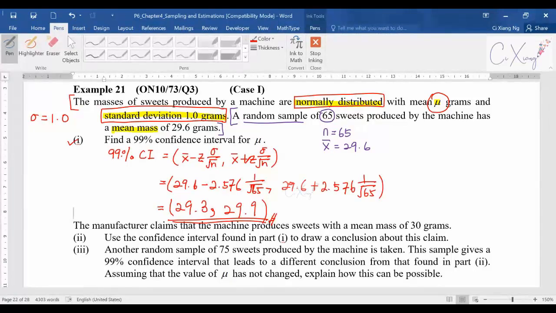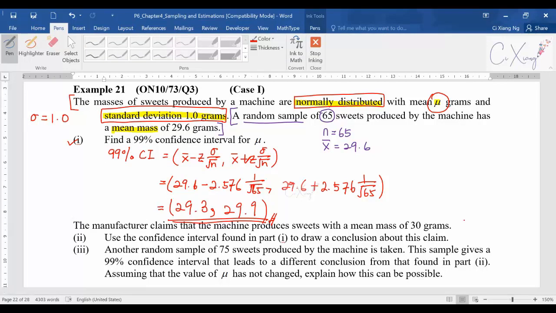I hope that, besides the calculation, you actually understand the meaning. We just want to know roughly what the value of the population mean is. From here, you know that it is between 29.3 and 29.9. But it is not 100% correct; we are only 99% sure about this. Alright, so let's continue to part 2 and part 3.